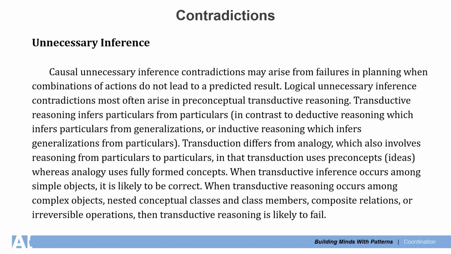When transductive inference occurs among simple objects, it's likely to be correct. When transductive reasoning occurs among complex objects, nested conceptual classes and class members, composite relations, or irreversible operations, then transductive reasoning is likely to fail.